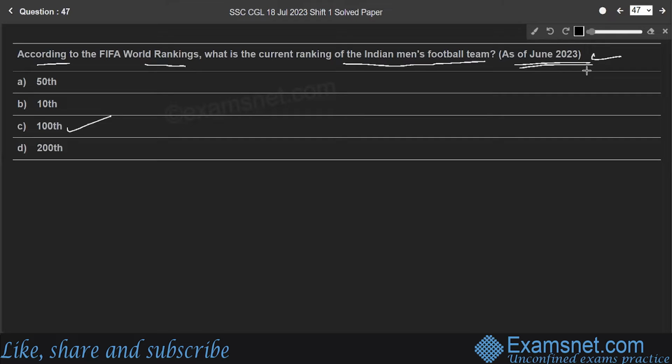This is after 5 years that the Indian men's football team entered the top 100 club, after slipping away from 96th position in 2018. So in 2018, it was 96th rank. The Indian men's football team reached the 100th rank with a total of 1,204.90 points. Therefore, option C is the right answer.